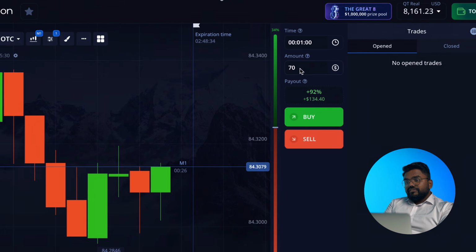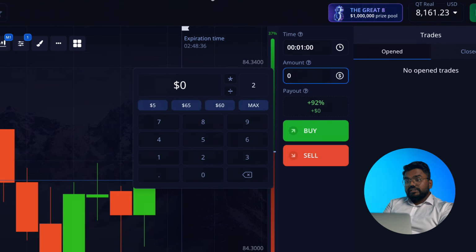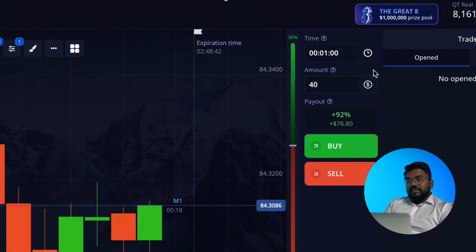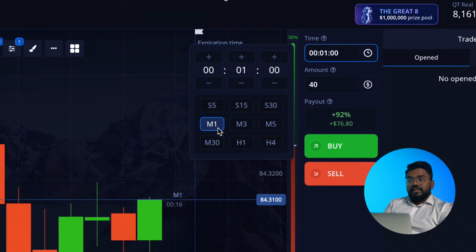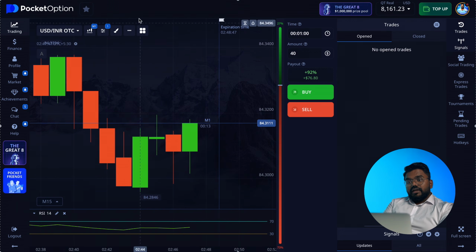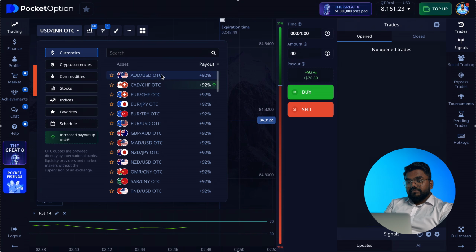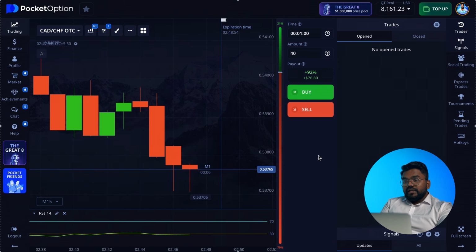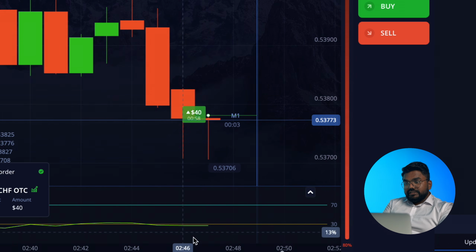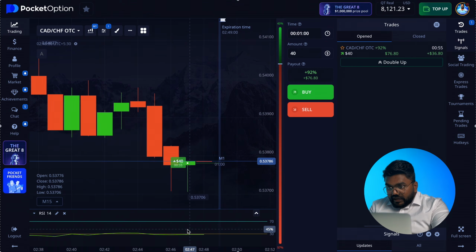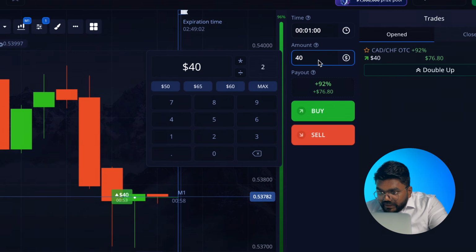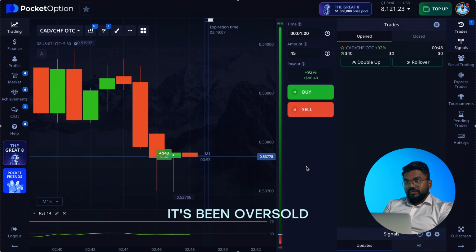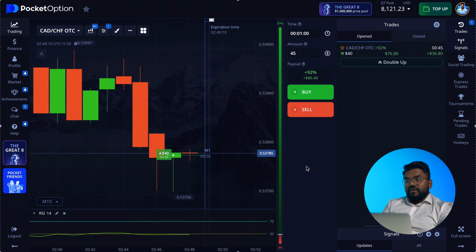Let's go with the amount. I'm going to take $40 as it's a first trade, so obviously I need to be risk free, and you also need to be risk free. For the time period I'm going to take 1 minute, as we are talking about the strategies, and it's the basic minimum. If you're a beginner, start with that. Currency pair, okay, let's check. We can go with this currency and just click buy, because you can see the RSI is near 30. That means it's oversold, so the price is going to go up.